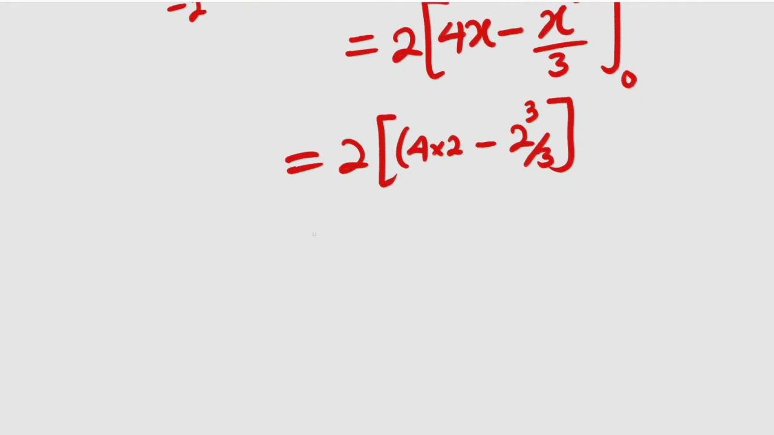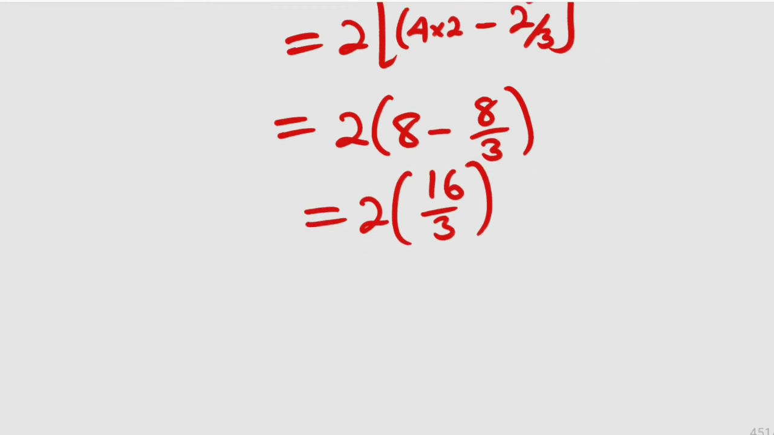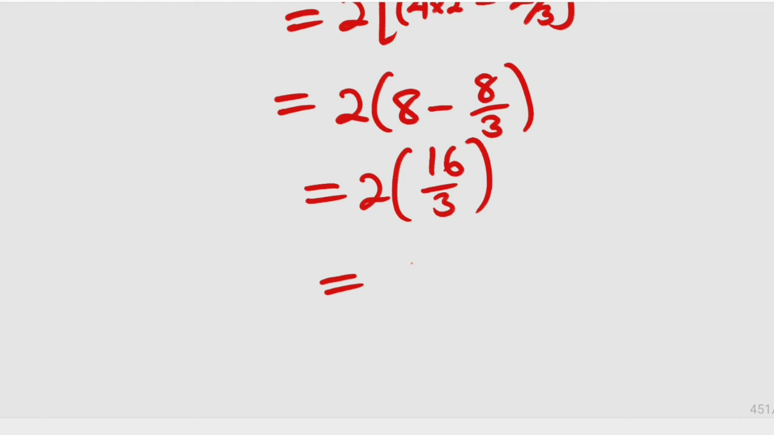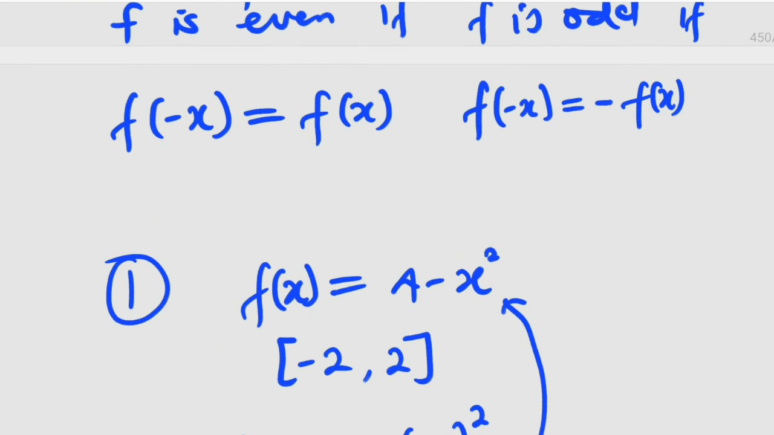Let's simplify. This is equal to 2 multiplied by 4 times 2 is 8, minus 2 to the power of 3 is 8, divided by 3. This is equal to 2 multiplied by 3 times 8 is 24, 24 minus 8 is 16, divided by 3. And 16 times 2 is 32. So this is 32 divided by 3. And hence this is the area above the x-axis or under the curve.